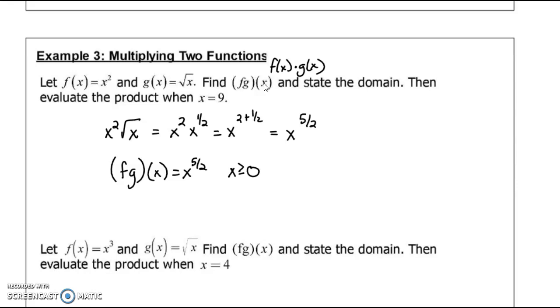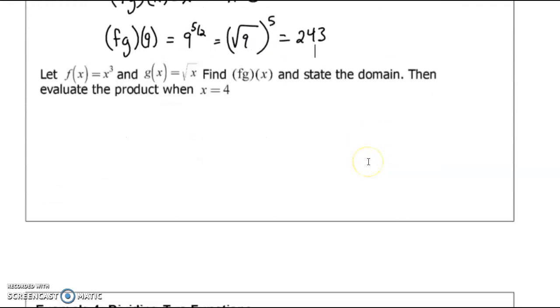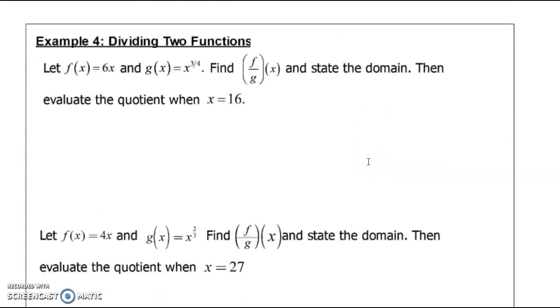Okay, so now it wants us to evaluate the product when x is 9. So we have 9 to the 5/2. Remember, that's the same as the square root of 9 to the 5th. The square root of 9 is 3, and 3 to the 5th is going to be 243. So that's our solution for that question. Okay, let's go ahead and take a look at example 4.